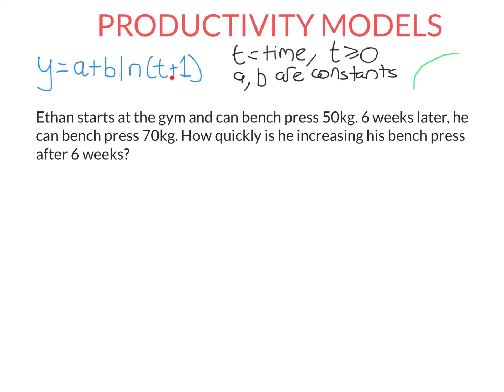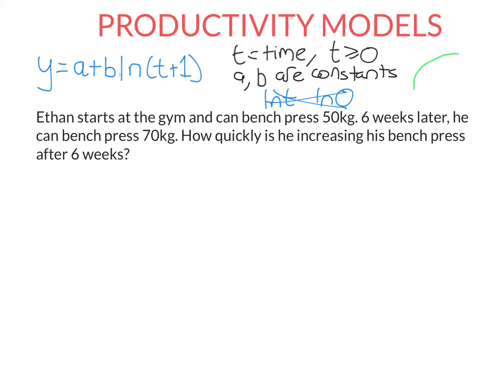The reason we use t plus 1 in the brackets rather than t is we want to start at time t equals 0. So you can't just have ln of t because you couldn't substitute t for 0. Remember, ln 0 doesn't exist. That's why in all productivity equations we use t plus 1. So what we're going to do is start out with an equation of this form and find the values of a and b, which are just constants.